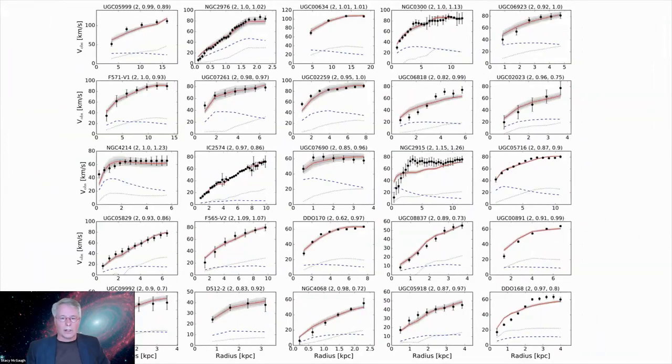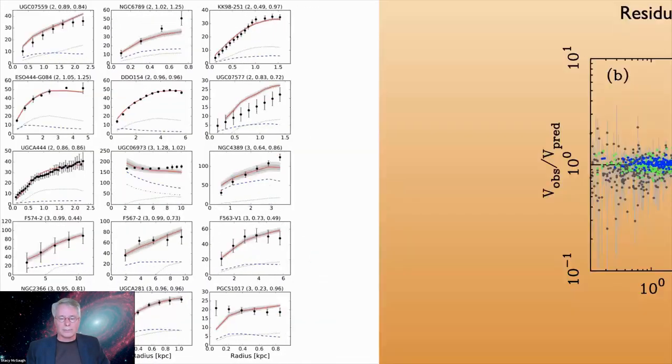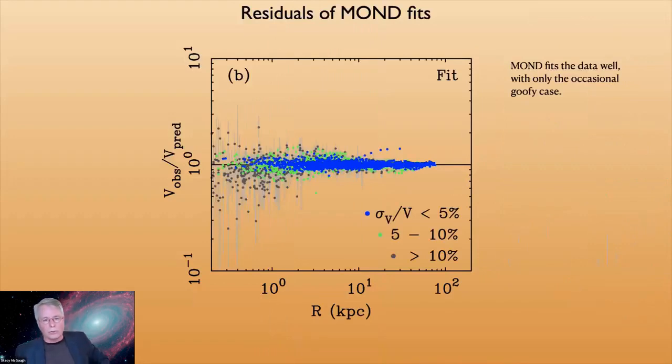All right, we've done this for hundreds of cases now, literally. So here are the residuals of all those rotation curve fits. The color codes the quality of the data. The blue is the best data, green intermediate, gray the worst. The fits are good. There are the occasional goofy cases. That's to be expected in astronomy. It would be weird if you didn't have those, but the vast majority of the data are well fit.